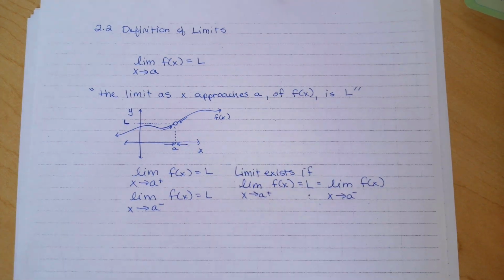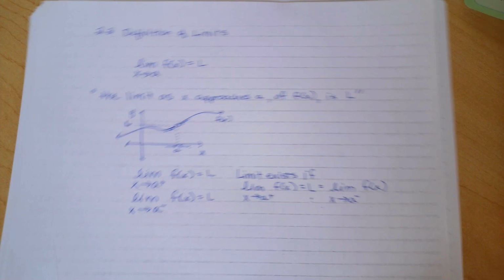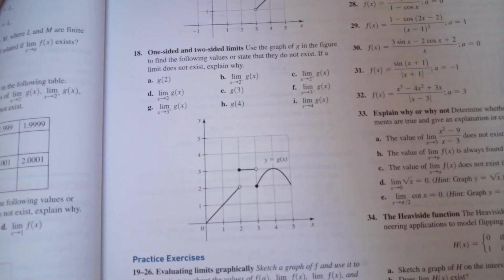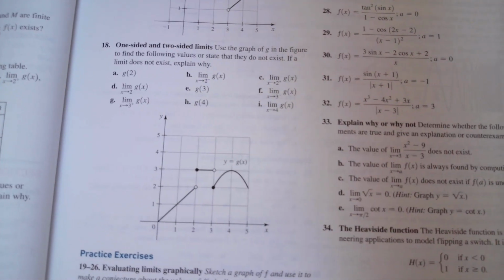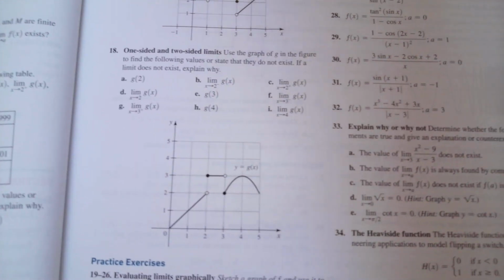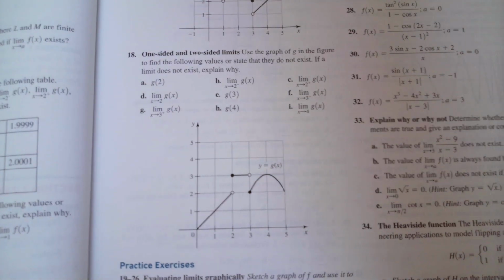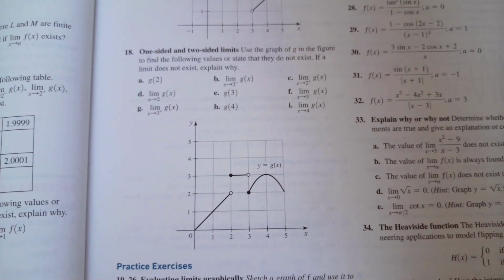So let's do some examples. This looks like a great example. I'm going to switch this out for your book. And so we have these one-sided and two-sided limits here. Question number 18 says: use the graph of g in the figure to find the following values or state that they do not exist. If a limit does not exist, explain why.